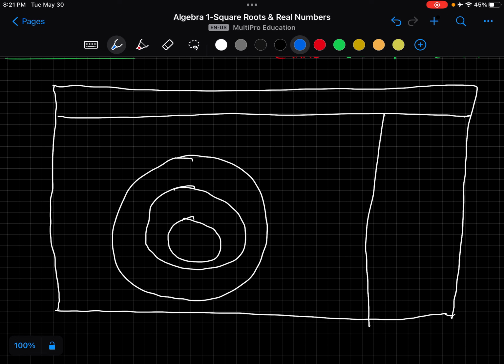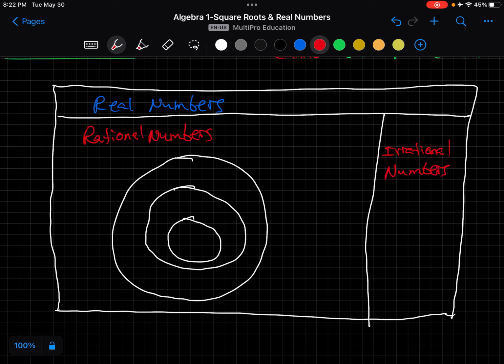Alright. So here we're going to say real numbers. Everything included in this box is a real number. We can have rational numbers, and we can have irrational numbers. Those are subsets of real numbers. Let's look at some subsets of rational numbers.